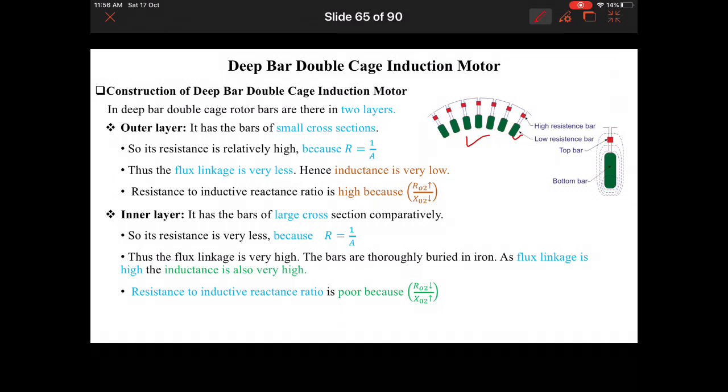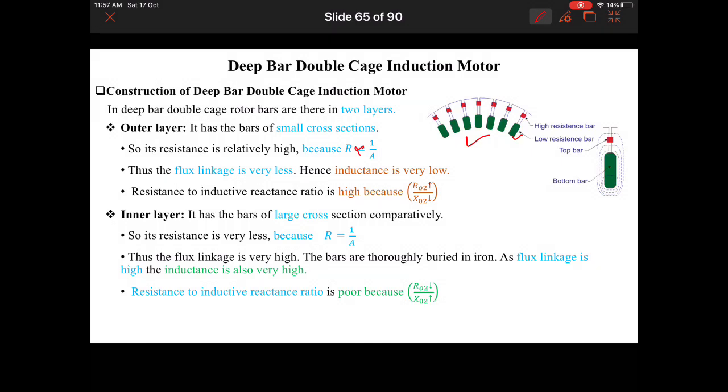One is the outer layer. It has a bar of small cross sectional area. So its resistance is relatively high because R is proportional to 1 upon A. Thus the flux linkage is very less. Hence the inductance is very low. The resistance to inductive reactance ratio is high because R02 is high and X02 is less.